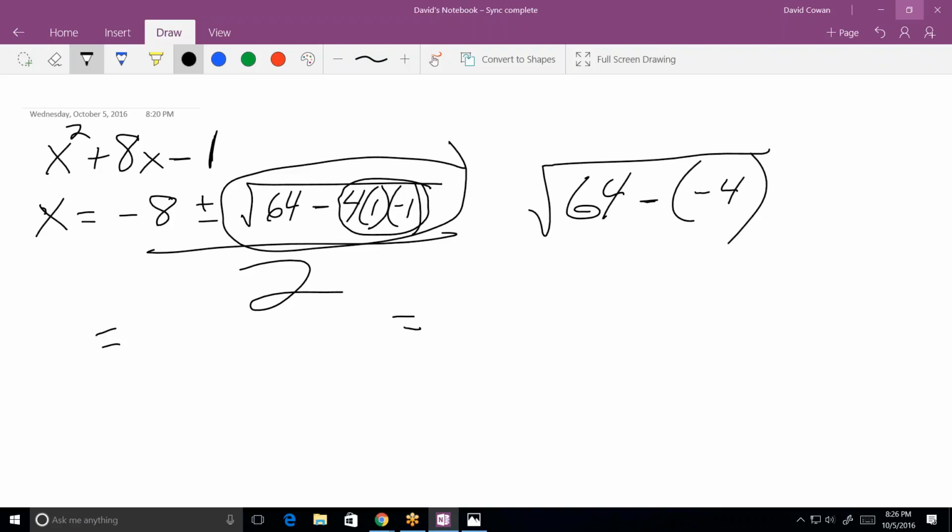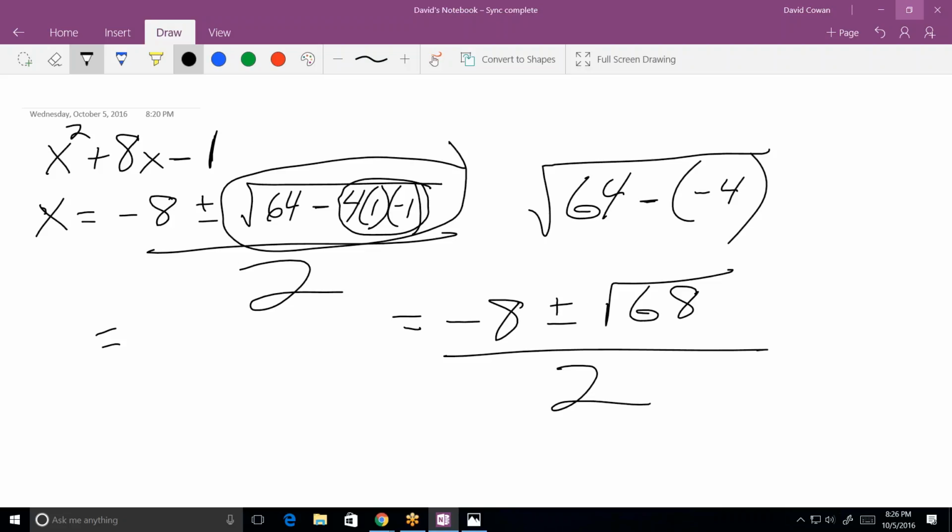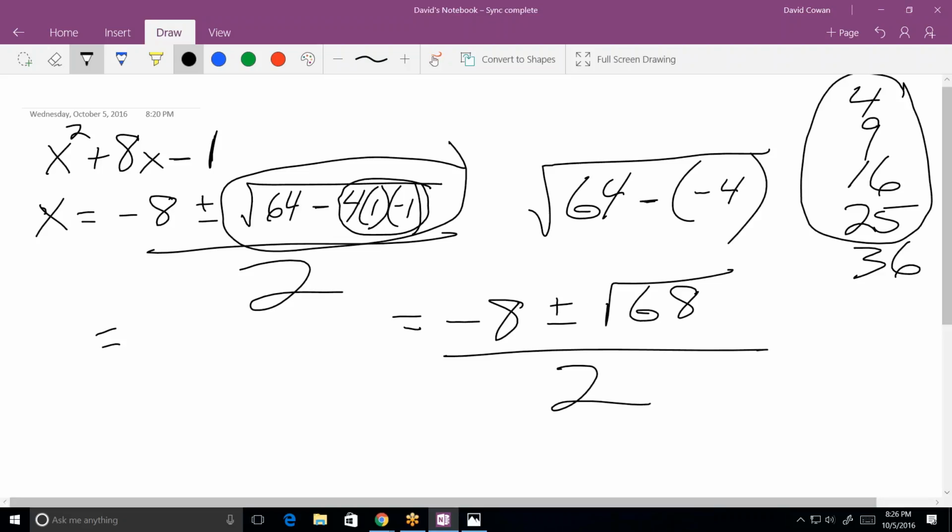So let's see what we got here. We got minus 8 plus or minus square root of 68, which we haven't figured out yet whether we can simplify or reduce. Can I simplify square root of 68? Look at your perfect square numbers and start trying to figure out if any of these divide into 68. You don't have to go up very high, notice. The moment I get to 36, I know it doesn't, therefore none of the bigger ones do. So do any of these four numbers divide into 68?